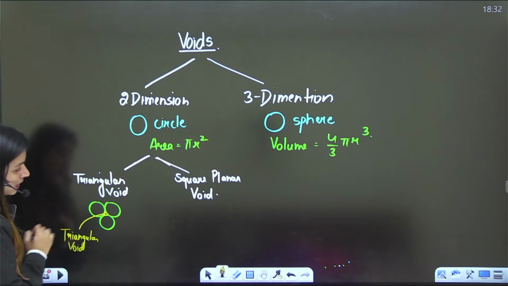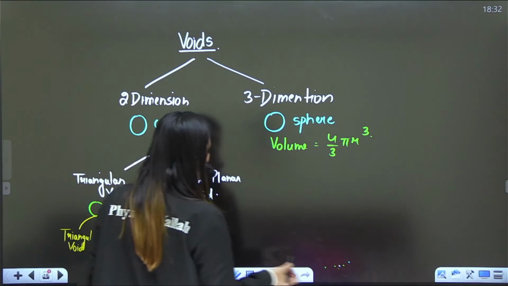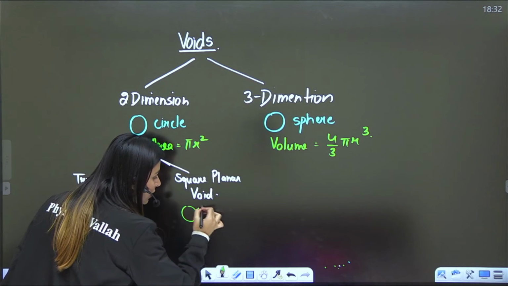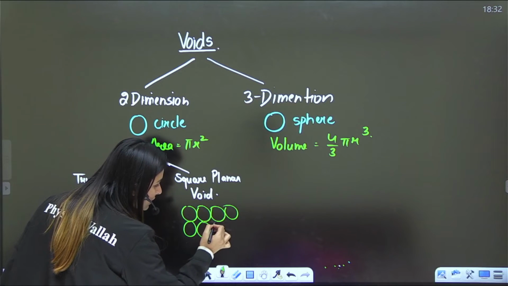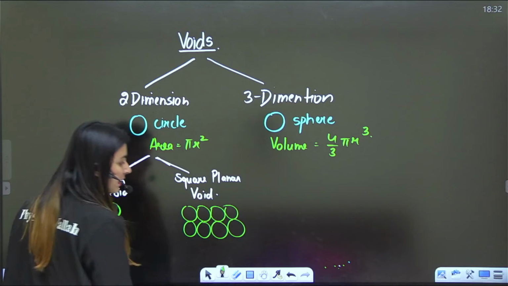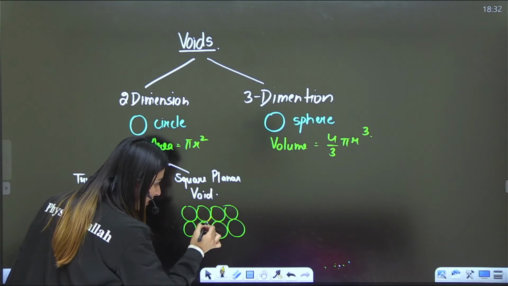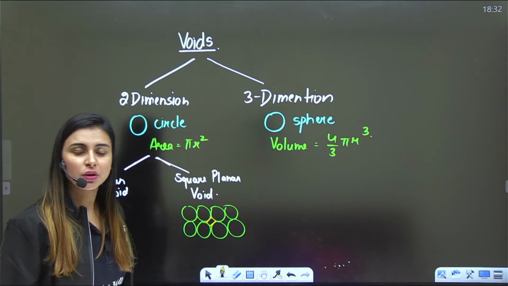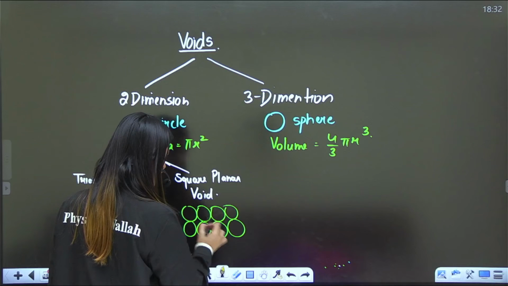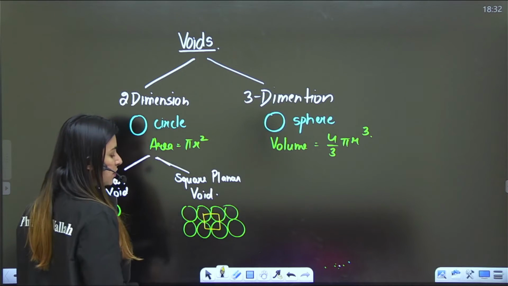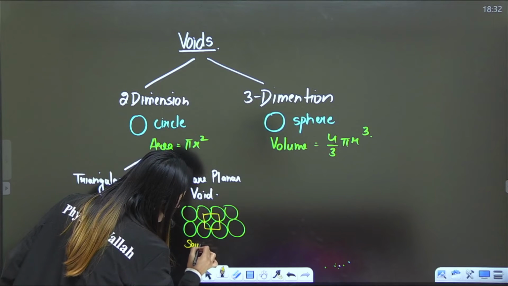Okay. If you talk about a square planar void, my dear students, how does a square planar void look like? Let's say you have spheres like these. Okay, so these are present something like this, right? So if you have a closer look, you'll see that these form a kind of a square, and in between there is a void. So this is your square planar void.